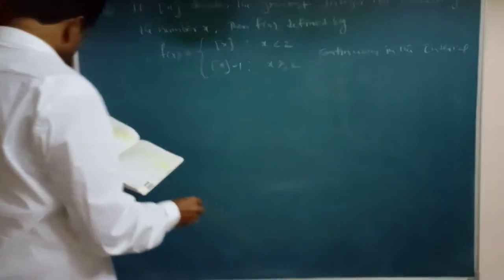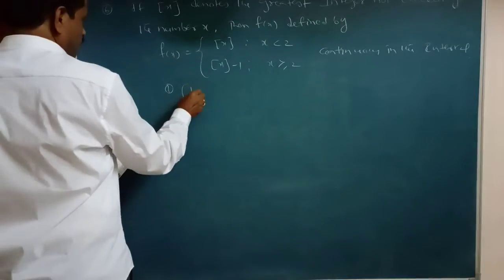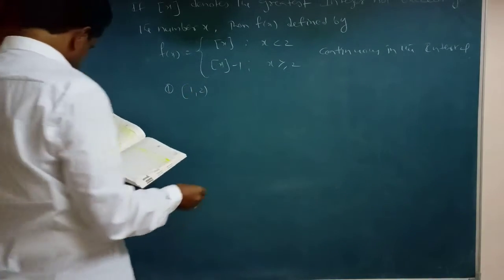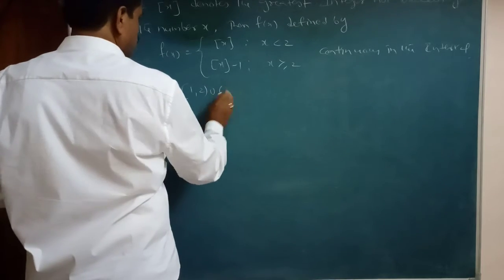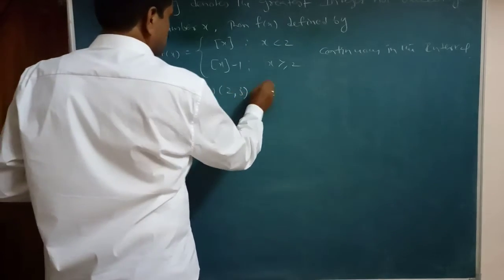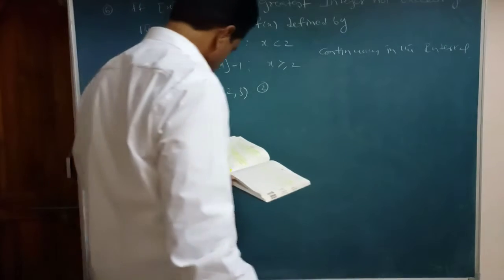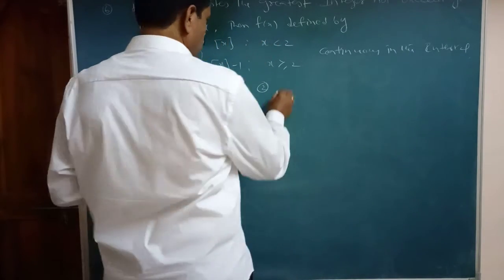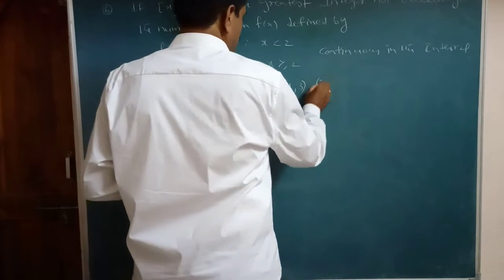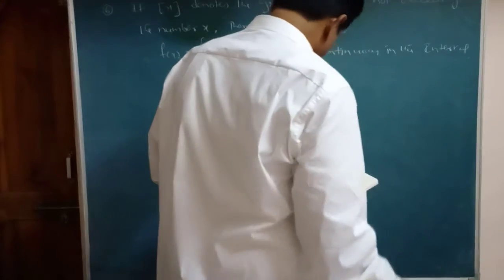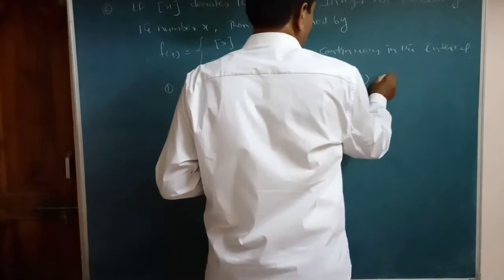So first option, closed interval 1 comma 2 open, union 2 comma 3 open. Second one, closed interval 1, open 3. Third one, open 1 comma 3. And fourth one.